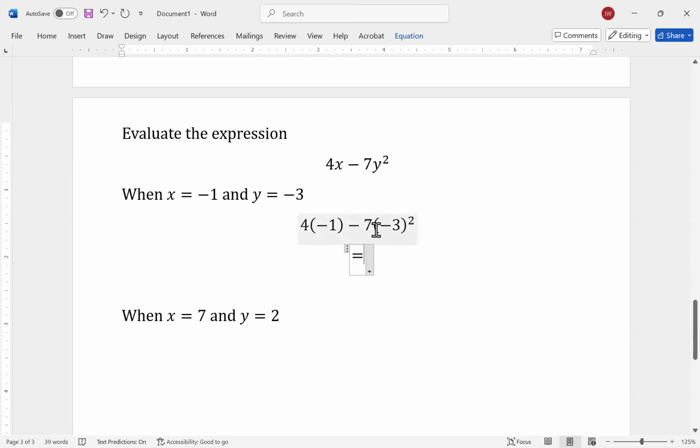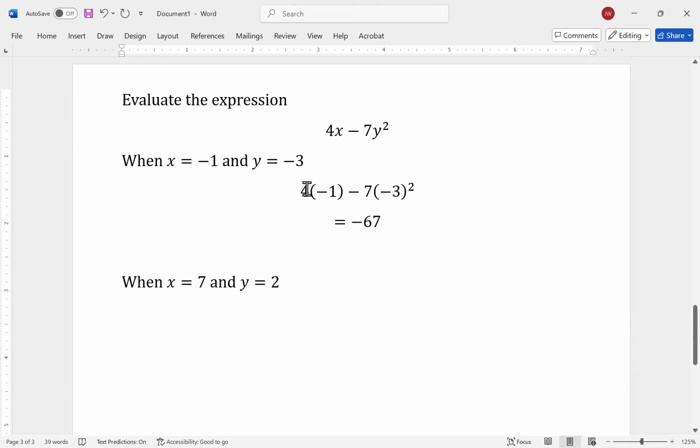And then -7 times 9. So we'd end up with -4 minus 7 times 9. 7 times 9 is 63. So -4 minus 63 is -67. I'll just write the answer there, because you could just have used your calculator to get that value.